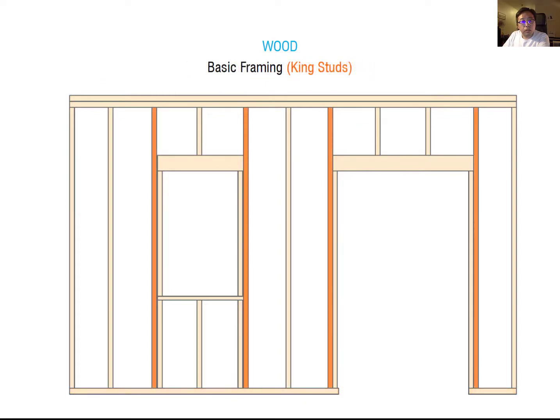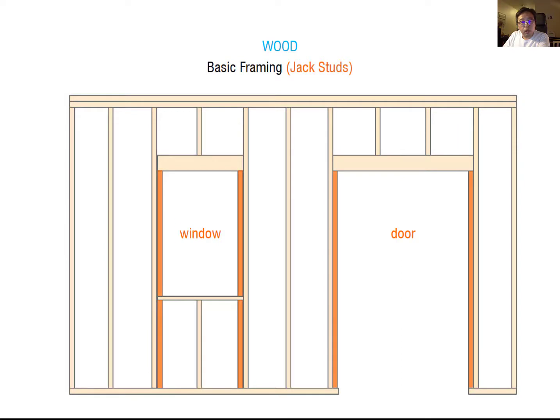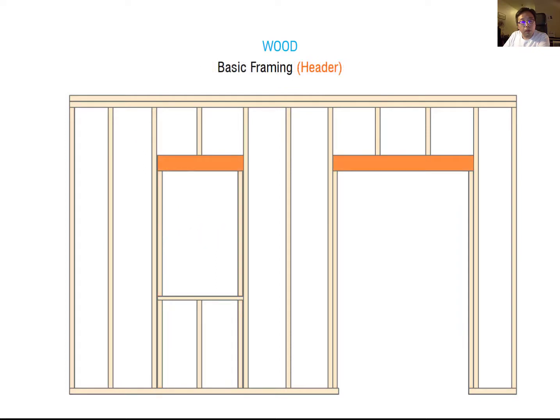And then when you're designing the opening, to support this opening better, you have to provide the vertical framing. It is called the king stud. It is for the window and door, and then at the top of the window and door, to support these top pieces, it is called the jack stud. Okay, the bigger one is the king, and the medium-sized one is the jack stud. And then the top of your opening, like the top of your window, the top of your door, is called the header.